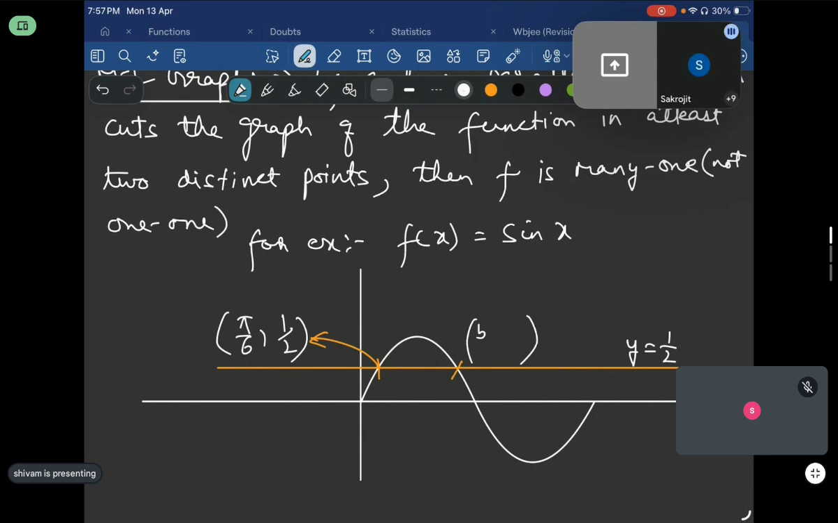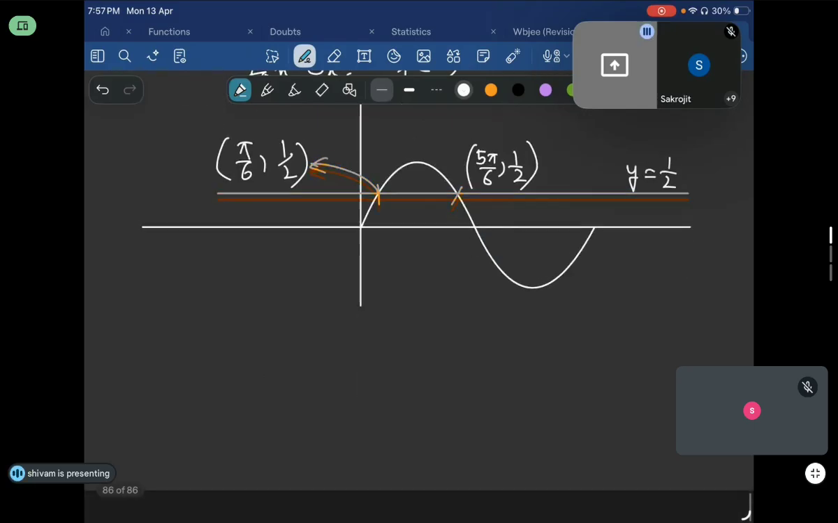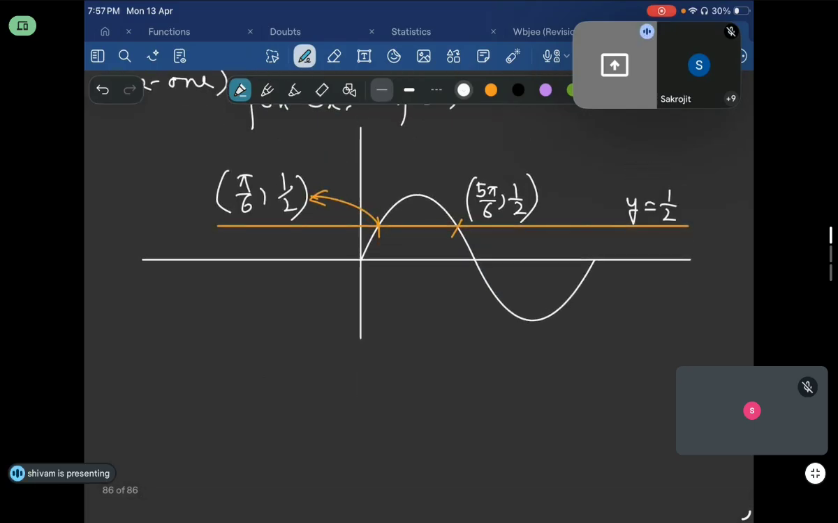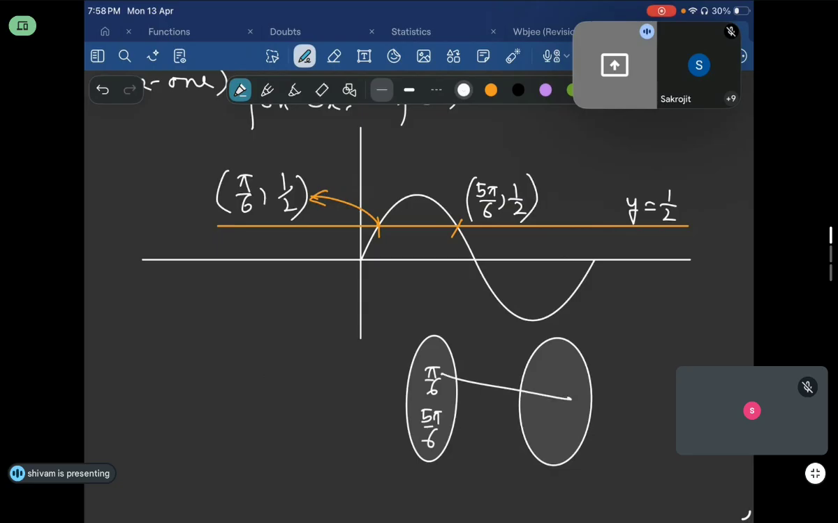5 pi by 6 comma 1 by 2. So can you see, for two different values of x you are getting the same value of y. Over here, the mapping looks somewhat like this. Pay attention. For pi by 6 and 5 pi by 6, you are going to get the same value, that is half.